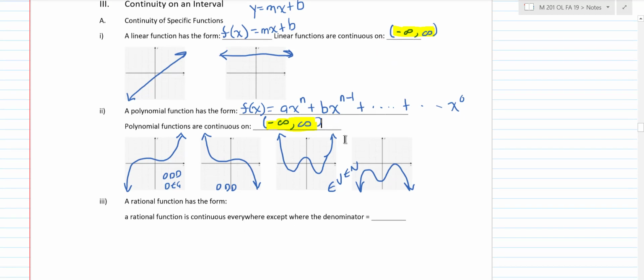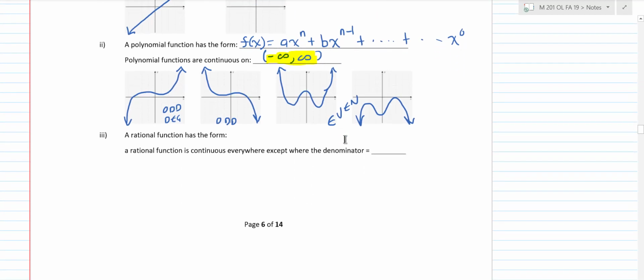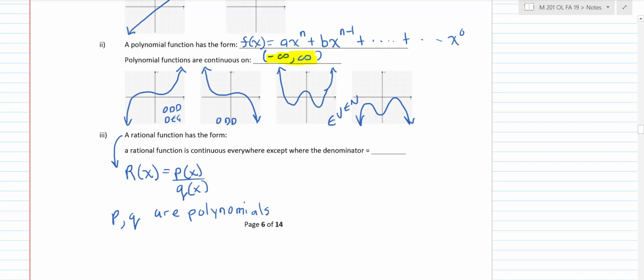The next thing to look at is rational functions, which we've talked about quite a bit. Remember, rational functions have the form r of x equals p of x over q of x, where p and q are polynomials. The key thing whenever you're looking at an algebraic fraction is what makes the denominator 0. A rational function is continuous everywhere except any place that makes the denominator 0.